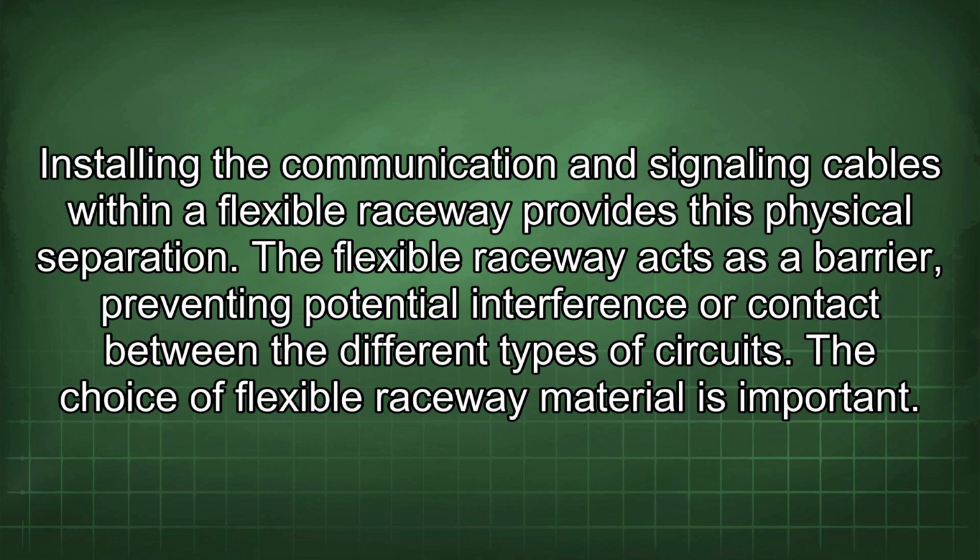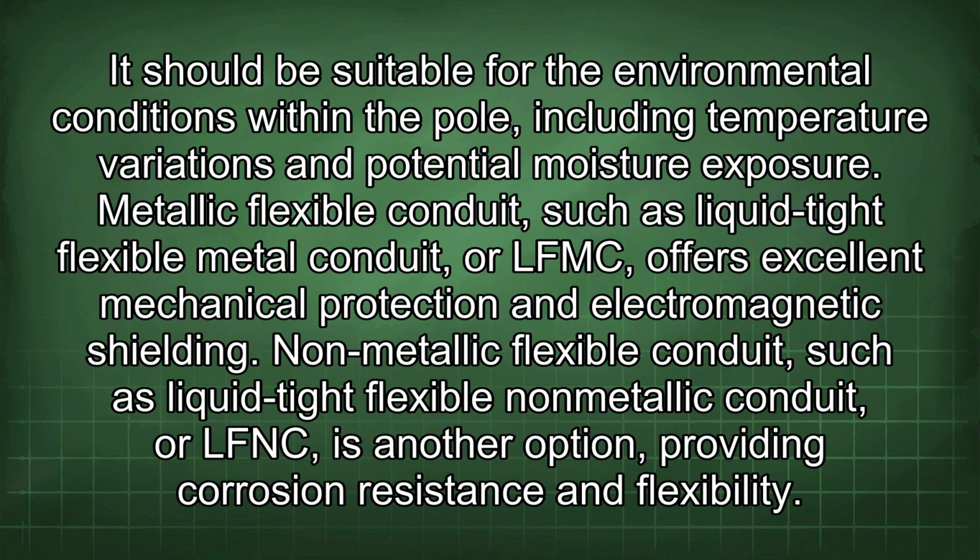The choice of flexible raceway material is important. It should be suitable for the environmental conditions within the pole, including temperature variations and potential moisture exposure. Metallic flexible conduit, such as liquidtight flexible metal conduit, or LFMC, offers excellent mechanical protection and electromagnetic shielding. Non-metallic flexible conduit, such as liquidtight flexible nonmetallic conduit, or LFNC, is another option, providing corrosion resistance and flexibility.